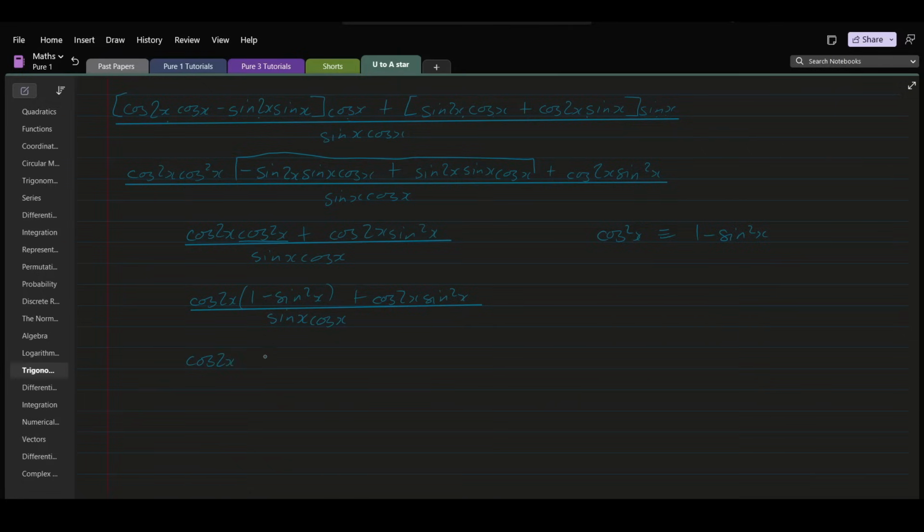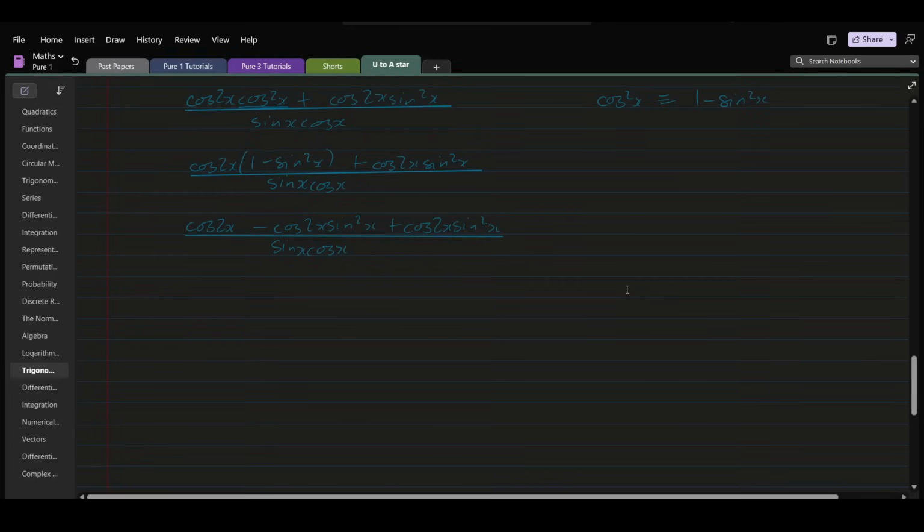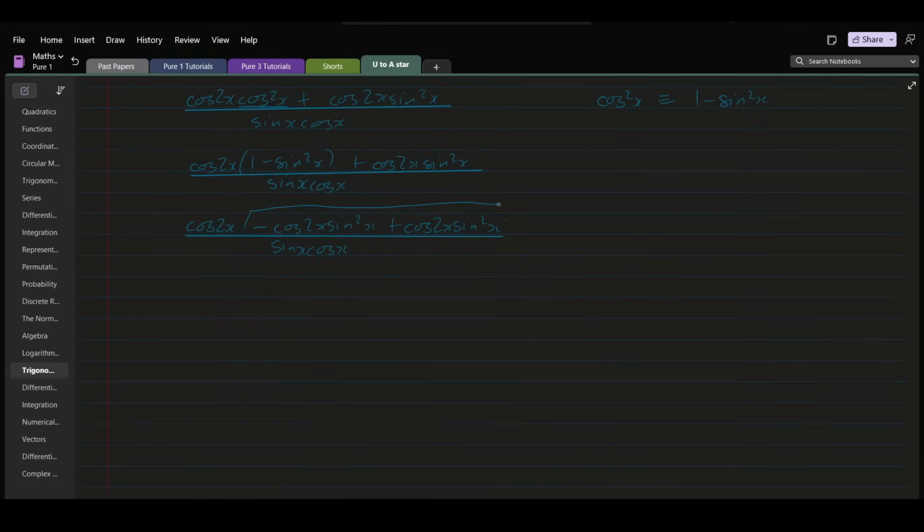So let's expand. That's cos 2x minus cos 2x sine squared x plus cos 2x sine squared x, all over sine x cos x. In our numerator, you notice that these two terms will cancel out, and so we end up with cos 2x over sine x cos x.